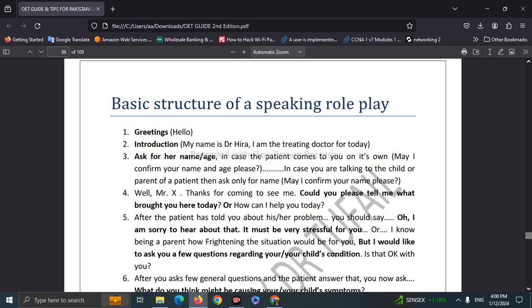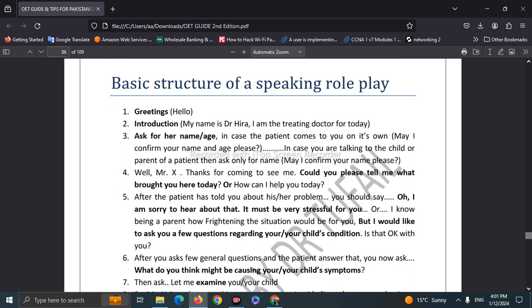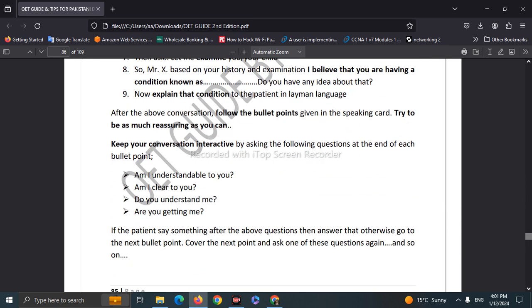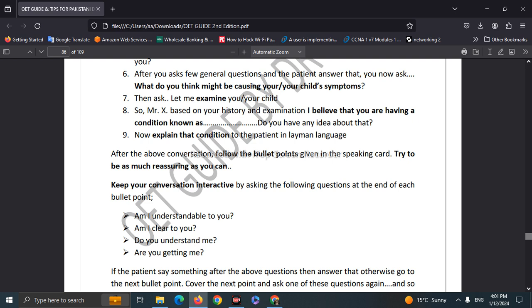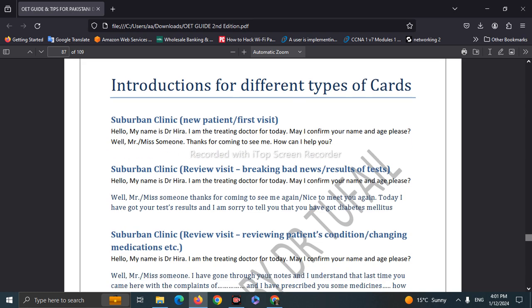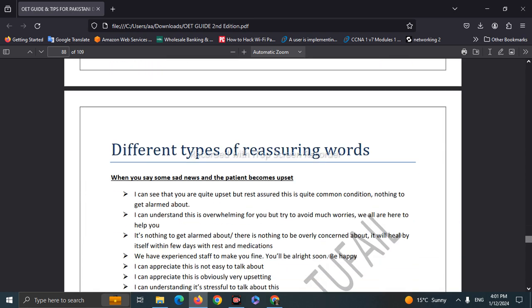For speaking, you need to practice with your partner. These are the basic structure. You start with greetings, then introduce yourself and ask about the patient's name and age, and then ask about the reason for the visit. Then try to cover the points, make the conversation interactive, ask questions, empathize with the patient, and reassure the patient. This is very important in the OET exam.